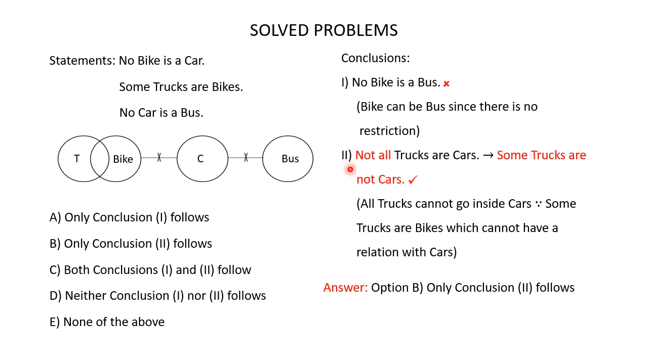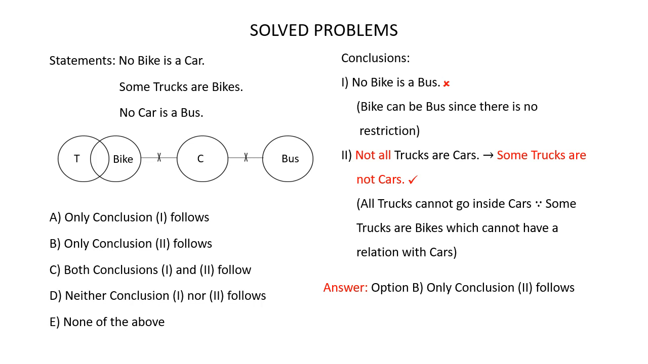Conclusion 2. Not all trucks are cars. Now here the words not all mean some not. That is, some trucks are not cars. Not all trucks are cars means some trucks are not cars. Now to check if some trucks are not cars, just see in the Venn diagram if all trucks can go inside cars. Now in the Venn diagram you have trucks here and cars here.